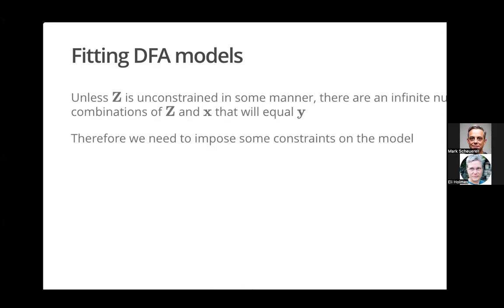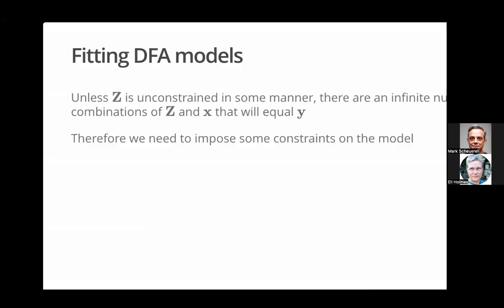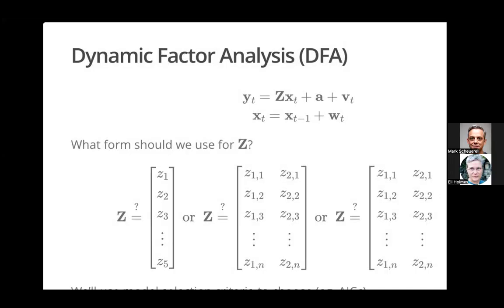Okay, so now we're going to take a little bit of time and talk about fitting these models in practice. This is where we're aiming for. But as I said, we need to fit these models and then we'll compare them with AIC. It turns out that unless we constrain this matrix Z in some way, there are an infinite number of combinations of these things that will give you the same result.